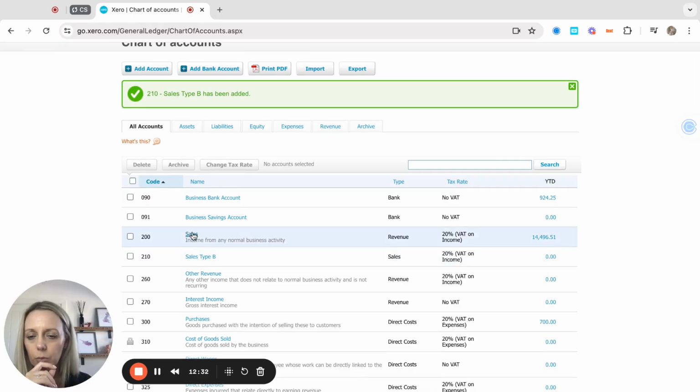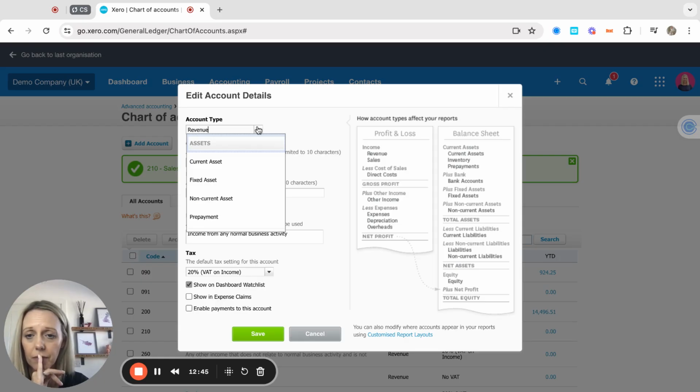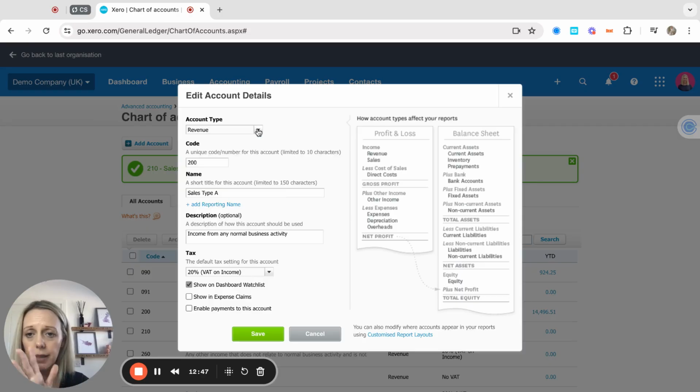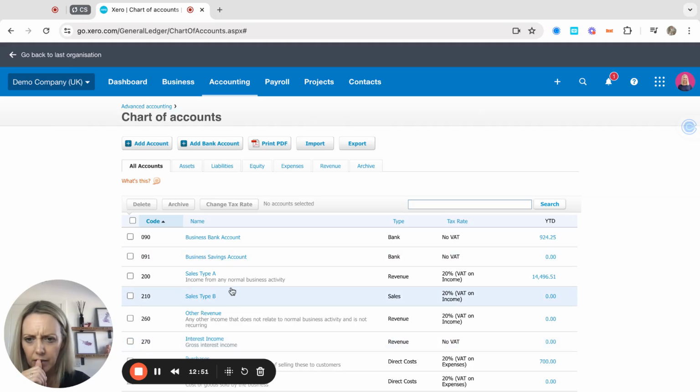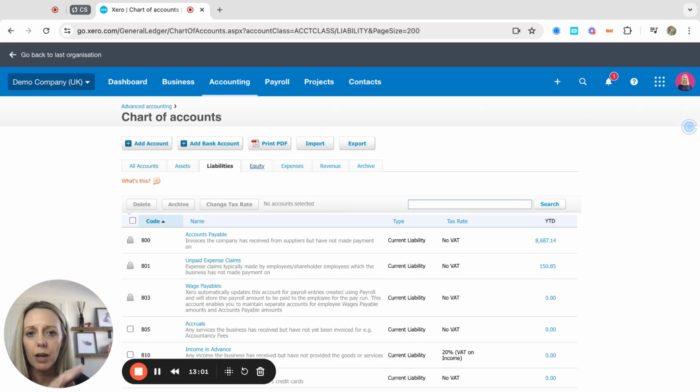If you want to adjust one that's already done, you can come in here and you can change the wording, you can change this wording, you can show it here. You can change the code if you want to change the numbers up, and you can change the type. I'm going to leave that all the same. So that's now sales type A, sales type B. And they're also in these separate tabs, so you can see them individually as the different types if you'd like to.